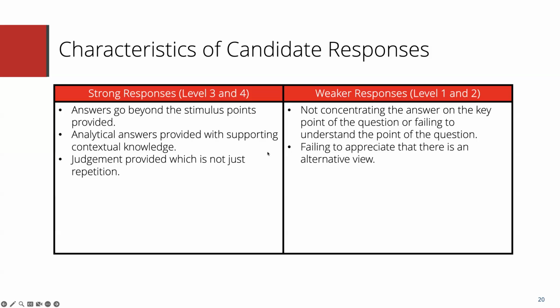So weak responses don't concentrate the answer on the key point of the question, fail to understand the point of the question, and fail to appreciate that there is an alternative view. So if a student just writes all in support, or even just all against, it's like, well, you've got to find that evidence to really challenge or support, whichever way around it is.